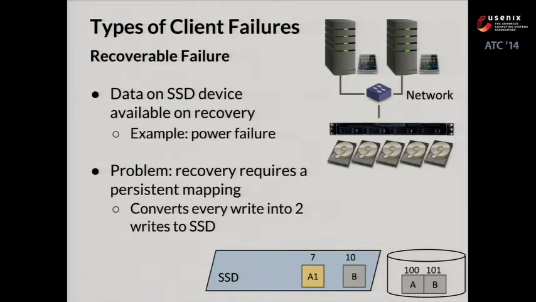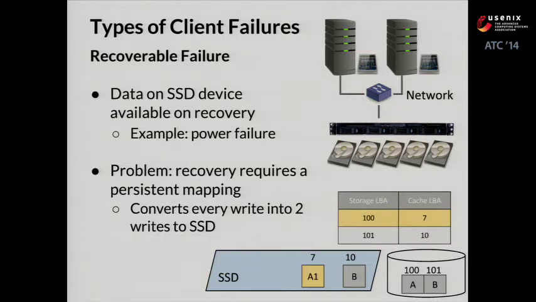The problem on recovery is that we don't know that this block 7 on the SSD needs to be flushed to block 100 on the primary storage side. Recall that this information is maintained in the in-memory mapping. So this in-memory mapping has to be made persistent. However, this converts each write into two writes to SSD, one for the data, for instance, A1, and one for the record of the new mapping entry to A1.